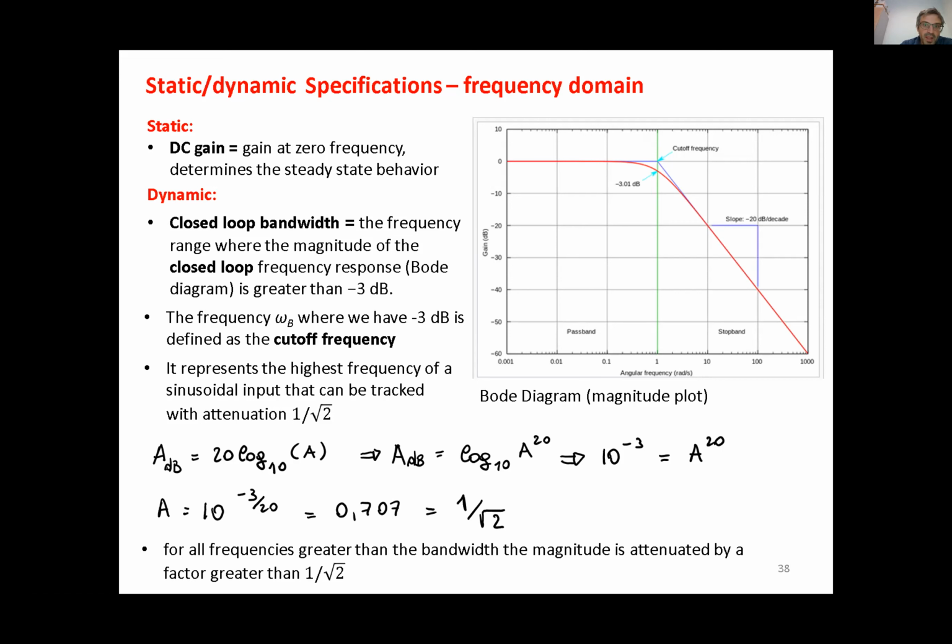And for frequencies bigger than the cutoff frequency, so out of the bandwidth, we have an attenuation that is usually of a bigger factor than minus 3 dB. So you can go to minus 40 dB, minus 50 dB, so we have a bigger attenuation.